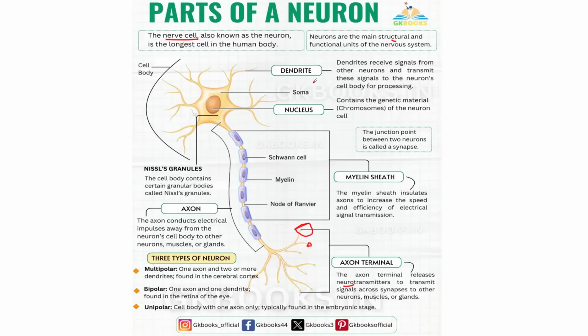So it means that if there is a problem in the axon, there will be no transmission of messages from that particular neuron to other neurons, muscles, or glands. Then there is also Nissl granules, which I didn't talk about. So what are Nissl granules? We can see clearly here that the cell body contains granular bodies called Nissl granules. This is the most important thing that you should understand when we are talking about neurons. It is the structural and functional component of neurons.